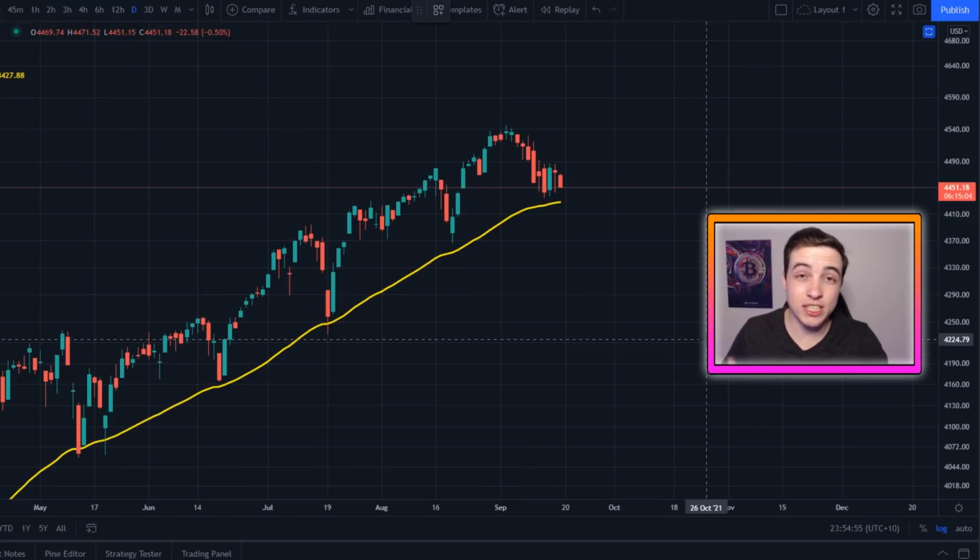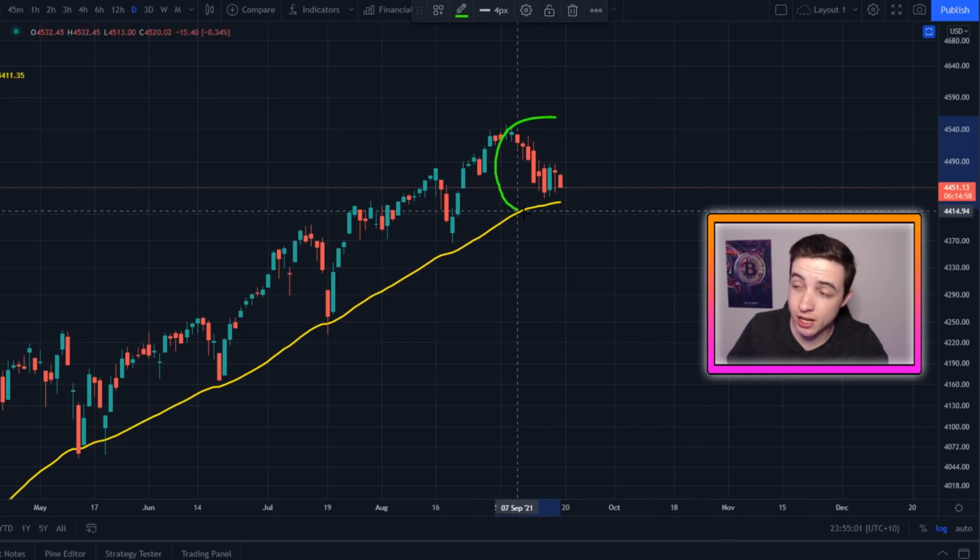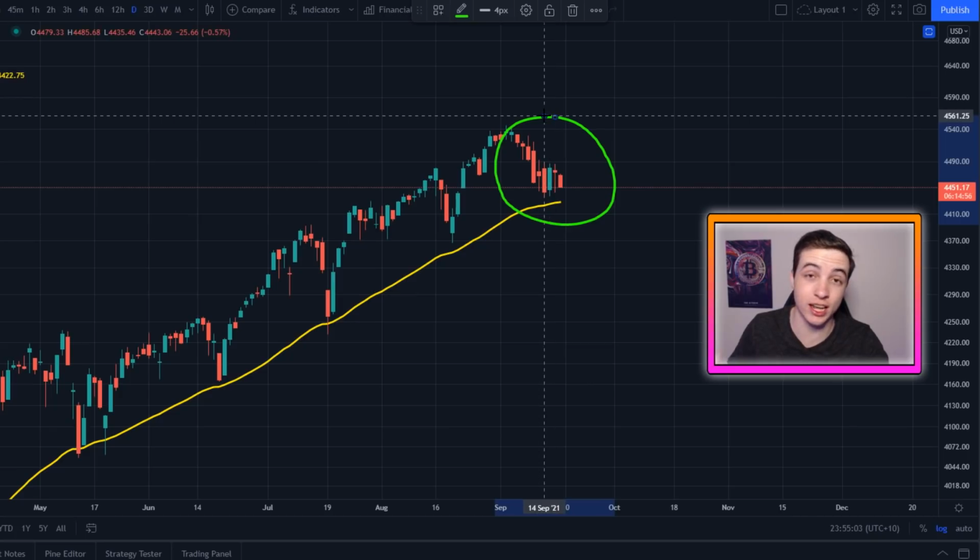And here's one of the reasons why the crypto market has been looking a little bit more bearish over the last 1 to 2 weeks. That is because the stock market has also been looking bearish over the last 1 to 2 weeks.